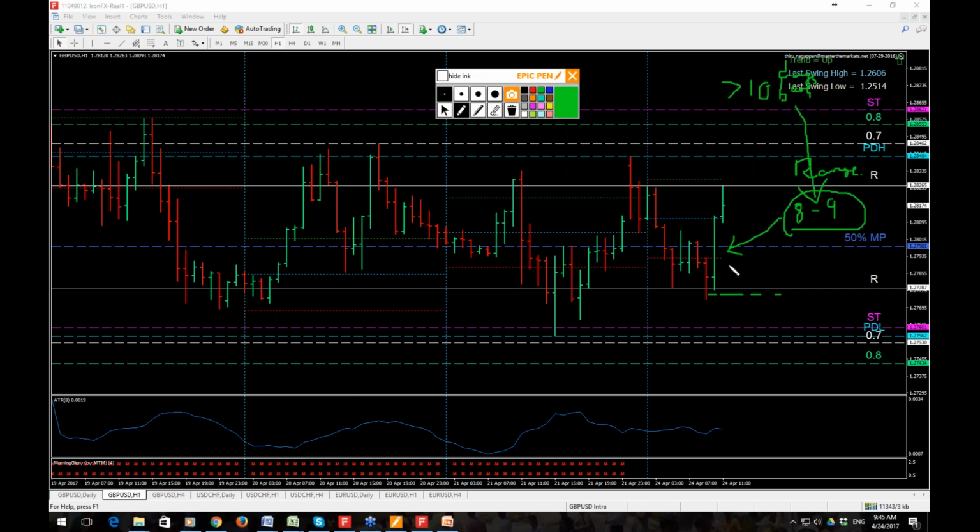Now let me tell you one thing. When this price bar takes out the high of 2 or more bars, it's also called an expansive range bar.